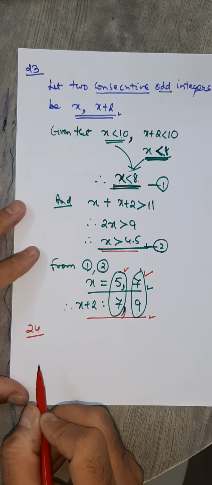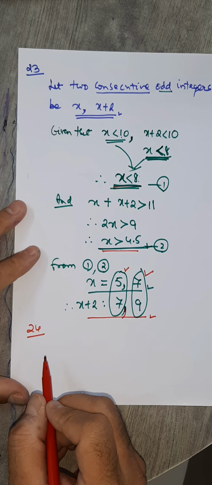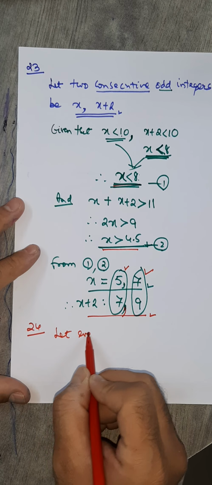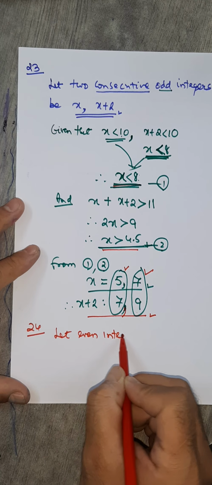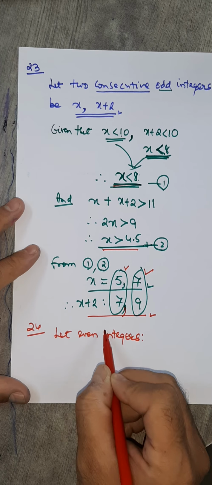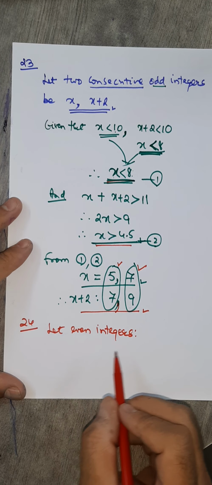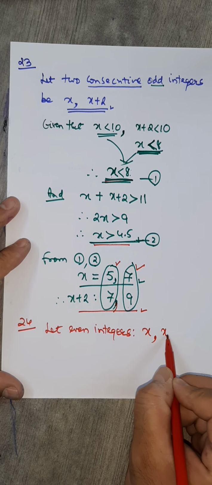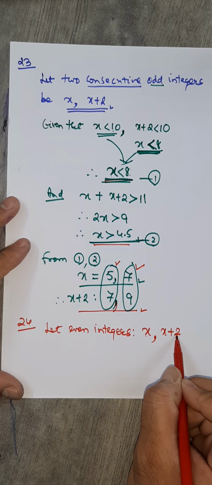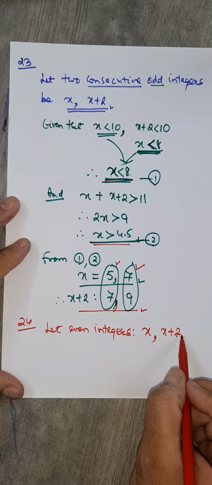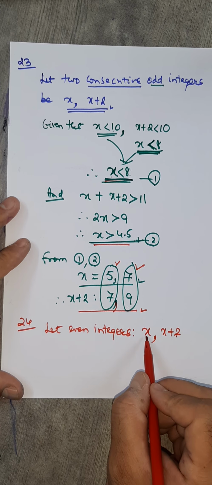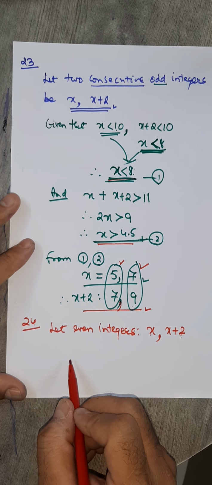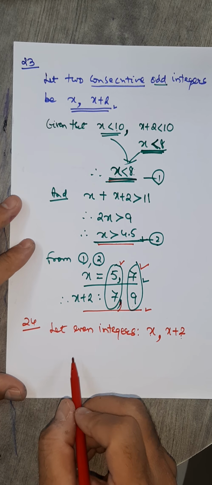Question number 24 is more or less like this. There you want the pair of even integers. So let the even integers be this. But there also you need successive. So take x; suppose you take 2, then next 4 will come, that means plus 2. If it is 4, then next 6 will come; if 6, then next 8 will come; if 10, then next 12 will come, successive. Now both are larger than 5.